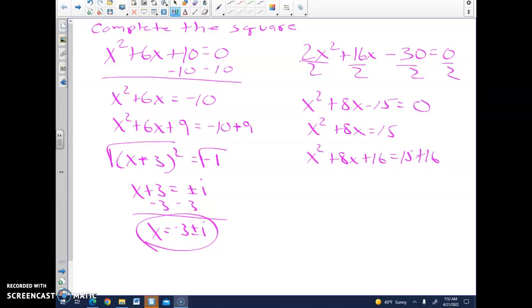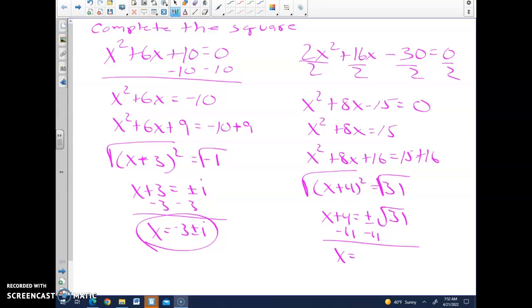So now we factor x squared plus 8x plus 16. That factors to x plus 4 squared equals 31. We take the square root of both sides. We get x plus 4 equals plus or minus root 31. If that could be simplified, we simplify it. If it can't, we just leave it. And then you're subtracting 4 on both sides. X equals negative 4 plus or minus root 31. And there's my answer.